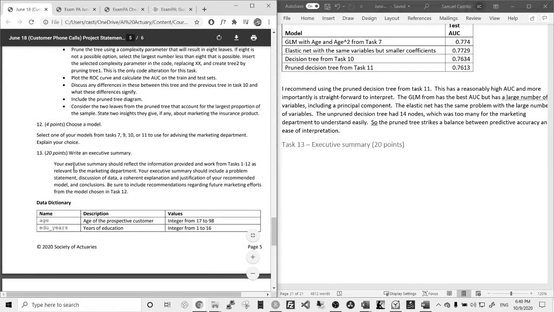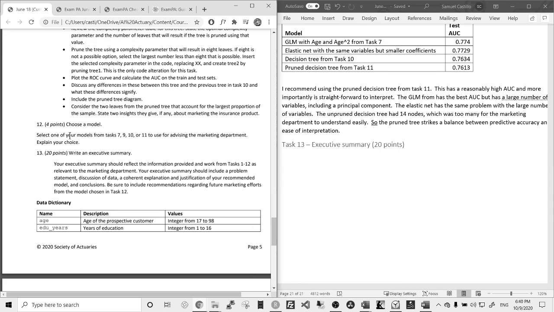Task 13, 20 points. Write an executive summary. Your executive summary should reflect the information provided and work from tasks 1 to 12 as relevant to the marketing department. The executive summary should include a problem statement, discussion of data, a coherent explanation and justification of your recommended model, and conclusions. Be sure to include recommendations regarding future marketing efforts from the model chosen in task 12.